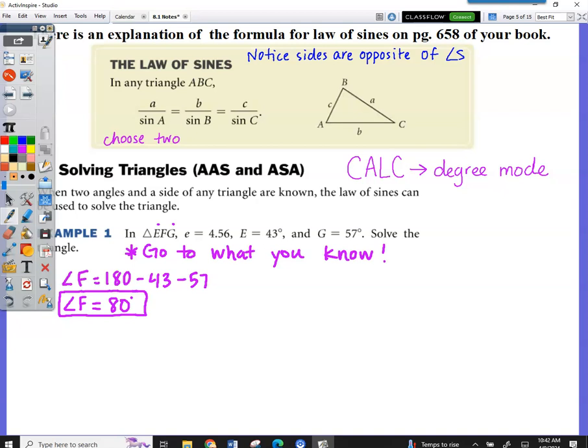Okay, so now we can draw a picture, knowing that it's an acute triangle. You got 80, 43, 57, so nothing's bigger than 90, you know what I mean? So I just like to draw a big old triangle. Now we're going to label it EFG. Of course, this matters too. It matters how you label it.